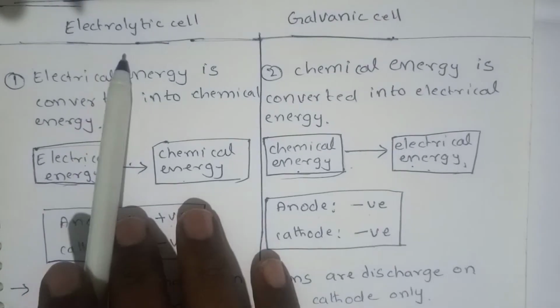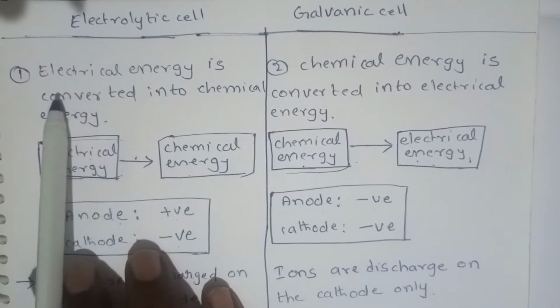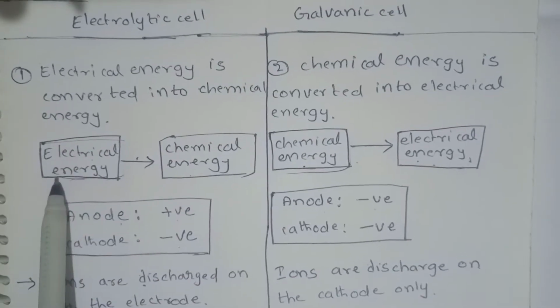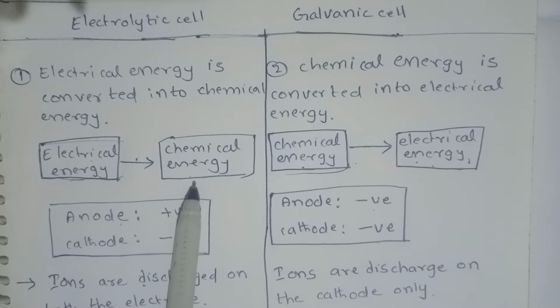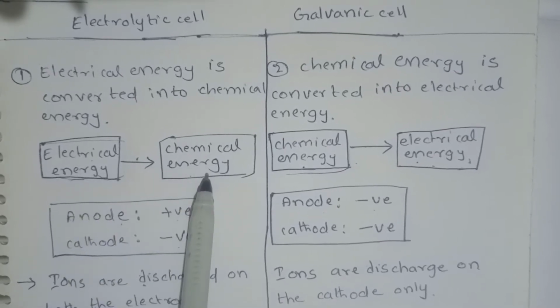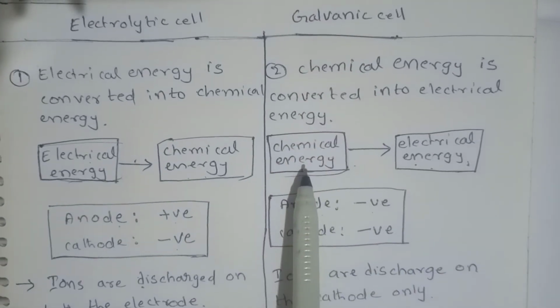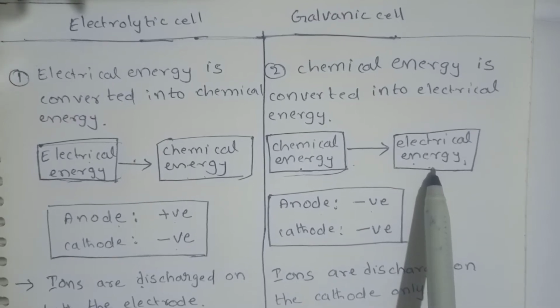Differences between electrolytic cell and galvanic cell. In an electrolytic cell, electrical energy is converted into chemical energy. Whereas in the case of a galvanic cell, chemical energy is converted into electrical energy.